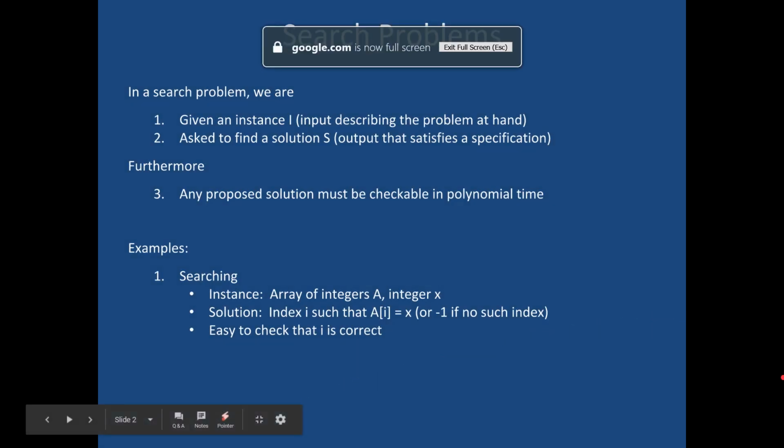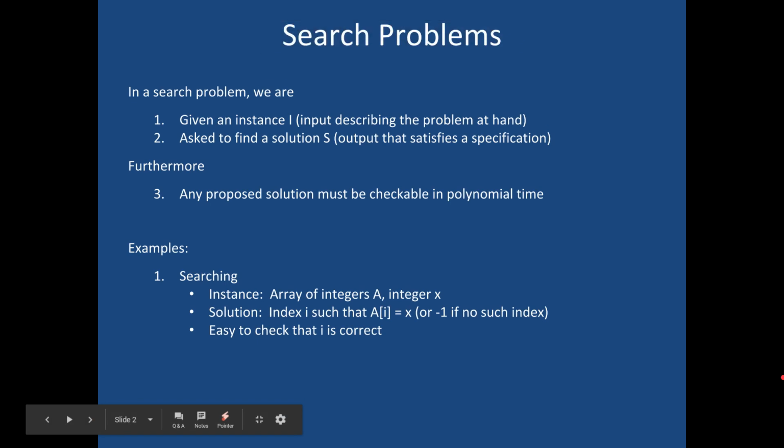All right, so we just finished talking about search problems, and there's our definition again. The key thing about the definition of a search problem is that any proposed solution must be checkable in polynomial time. We're not requiring that the problem be solvable in polynomial time. That turns out to be a key question. We're just requiring that any proposed solution must be checkable in polynomial time. So let's look at some examples of search problems.